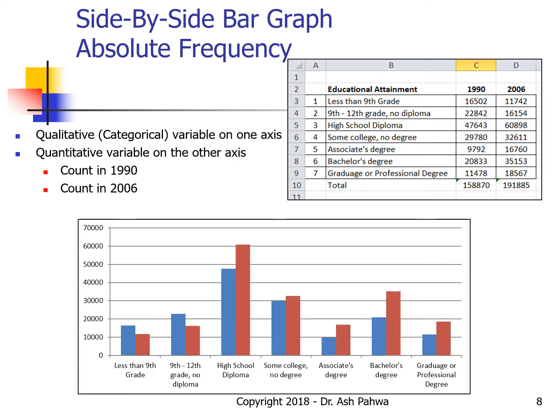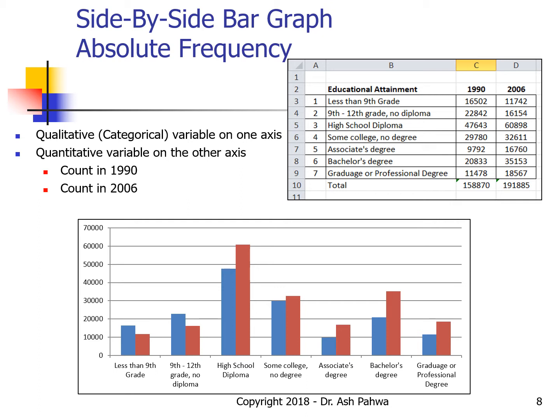If we have two different metrics for our categorical variable, then we can use a side-by-side bar graph. So now let us look into this example. Our data shows the educational attainment of our sample. In 1990, 16,502 people achieved less than 9th grade, whereas in 2006 this number dropped to 11,742. This data also provides a comparison between 1990 and 2006.